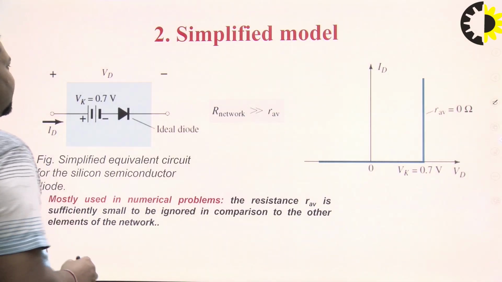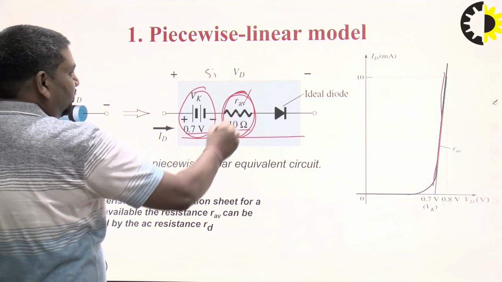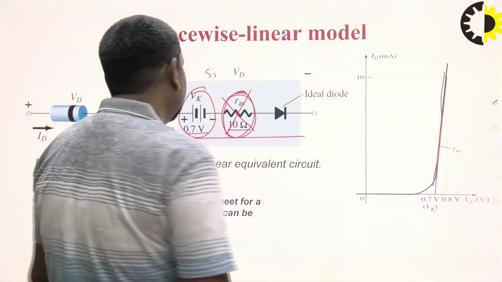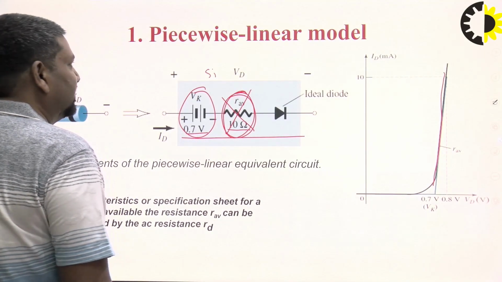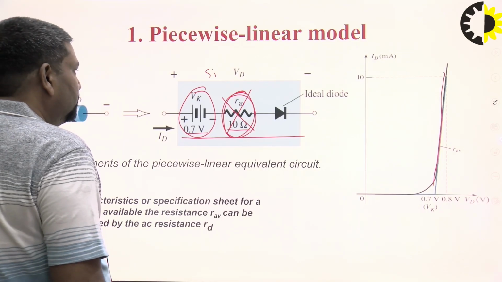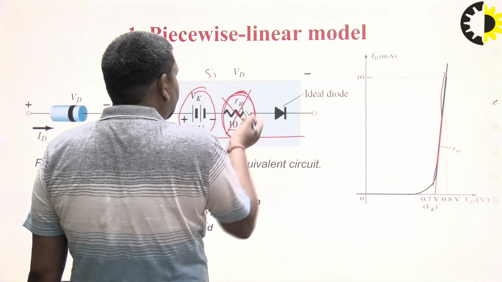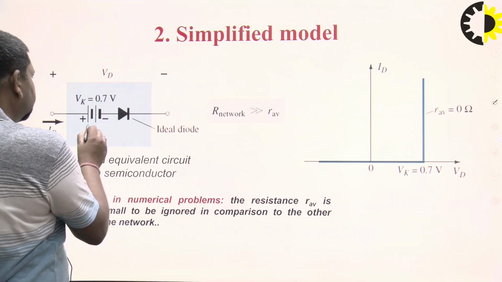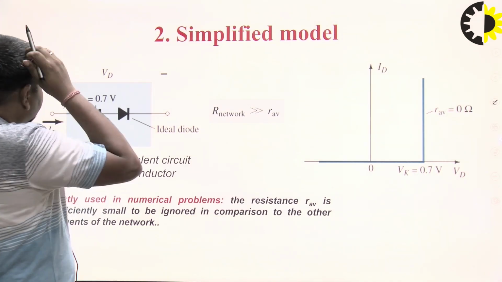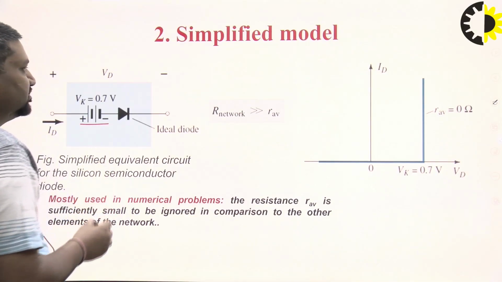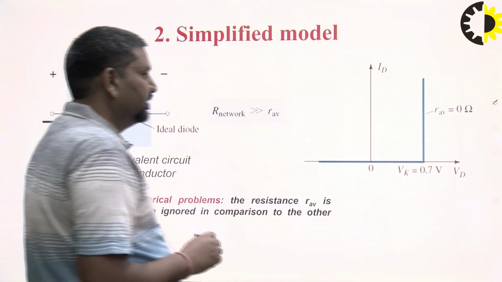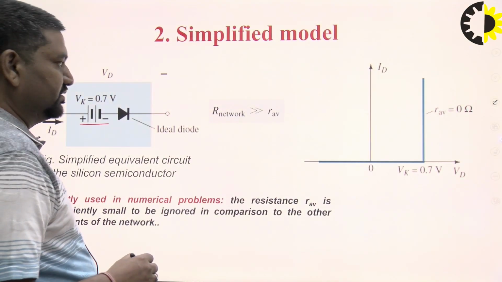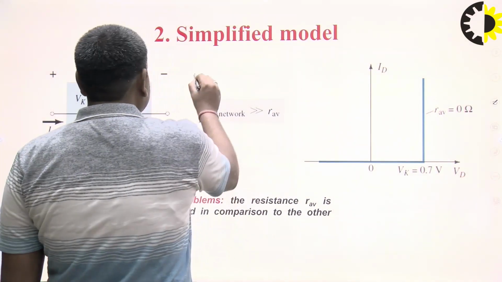But this is a simplified model. That means we do not introduce the 10 ohm resistance, because this 10 ohm resistance, in comparison to the load resistance, which is very high, in the range of kilo ohm, is small. So we are not taking that particular low resistance into the calculation. So this is a simplified model. In the simplified model, we take the cut-in voltage as 0.7 volt, but the resistance is replaced, because it is very much less in comparison to the load resistance. So we say the resistance should be 0.